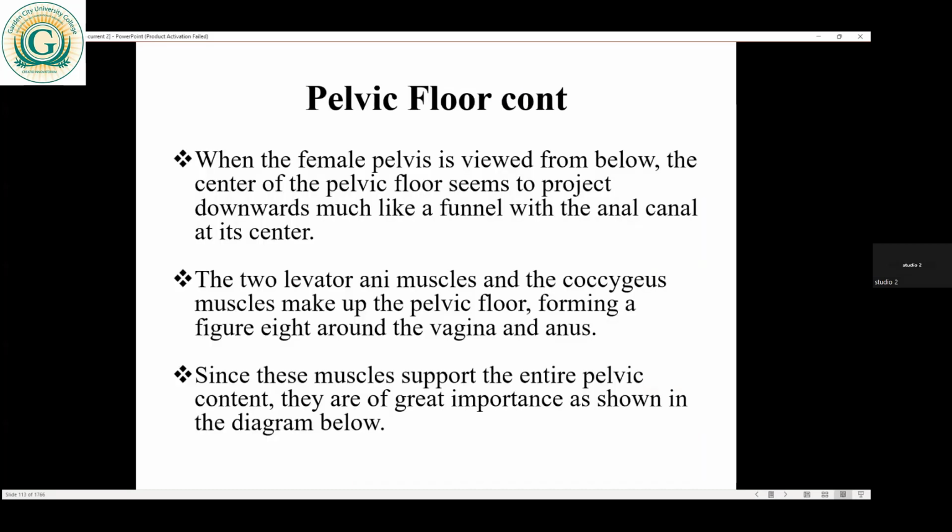The two levator ani muscles and coccygeus muscles make up the pelvic floor, forming a figure of 8 around the vagina and anus. Since these muscles support the entire pelvic contents, they are of great importance, as shown in the diagram below here. So these muscles support the structures, the uterus, everything in the pelvis is being supported by these muscles.